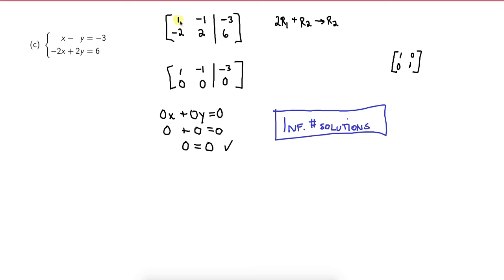So if you took negative 2 times the first row, you're going to get negative 2, 2, and 6, which is what your second row is. So that's going to lead to an infinite number of solutions in that case.